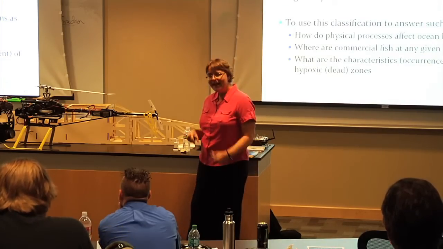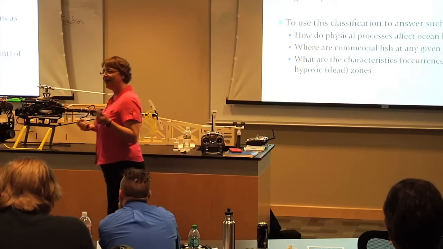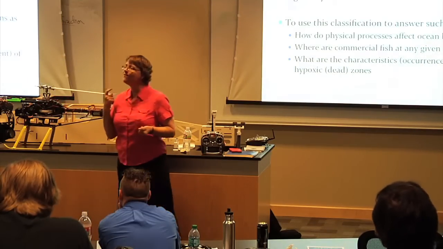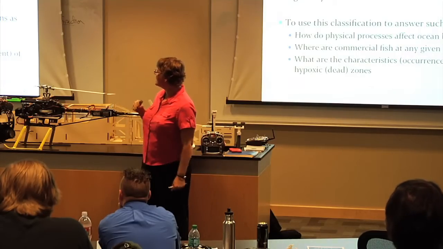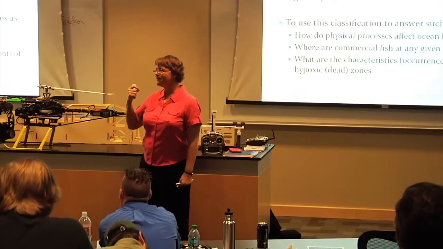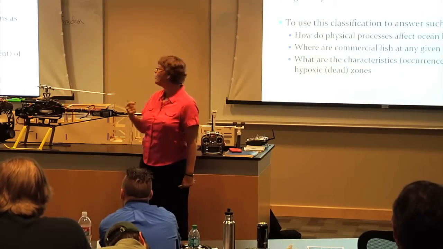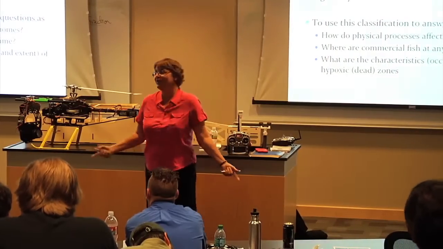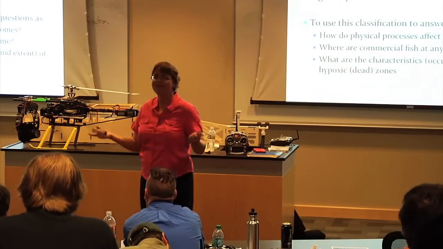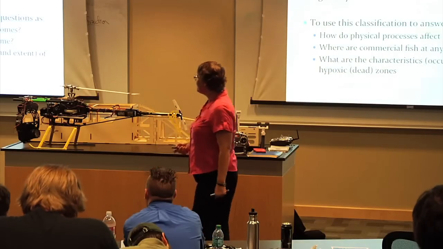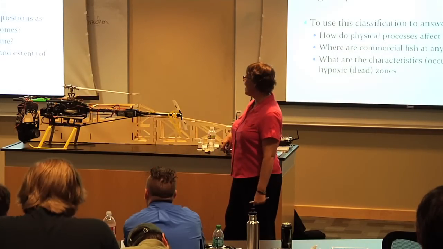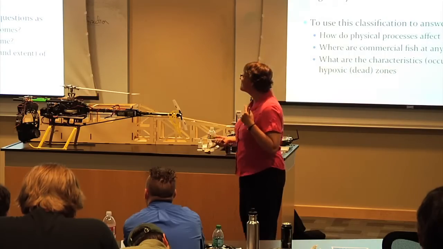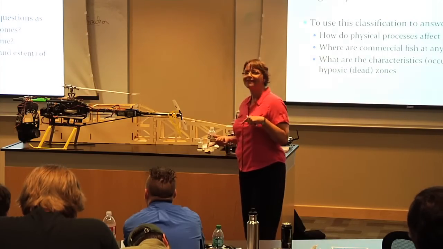Now, for research, Naveen and I are going to be using machine learning. We want to come up with a finer scale classification system, taking these data products and applying it globally. We would like to use this classification system to answer such questions as what physical processes are actually affecting the marine life, where are the commercial fish at any given time, and what are the characteristics, the occurrence and extent of hypoxic dead zones.